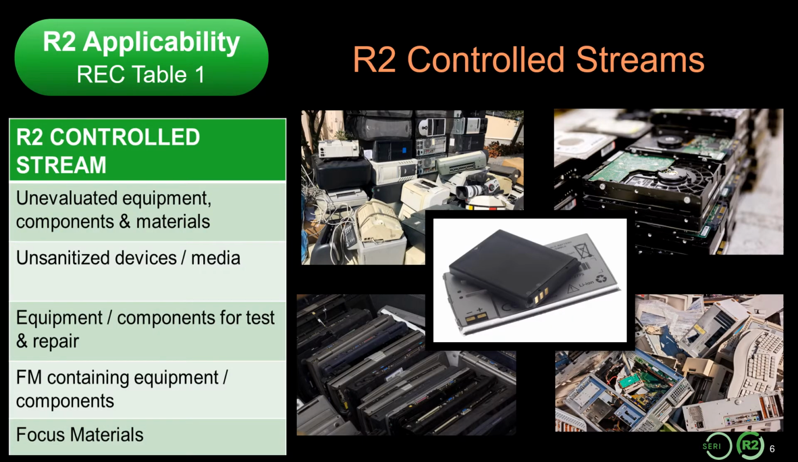Table 1 in the REC defines the different types of R2 controlled streams. The examples listed in the table are not individual categories unto themselves. They're only included to provide more clarity about the types of items that are categorized as R2 controlled streams. R2 controlled streams fall within the scope of equipment or materials covered in Core Requirement 1 of the R2 standard, and require further R2 evaluation and processing in accordance with the applicable R2 process requirements.